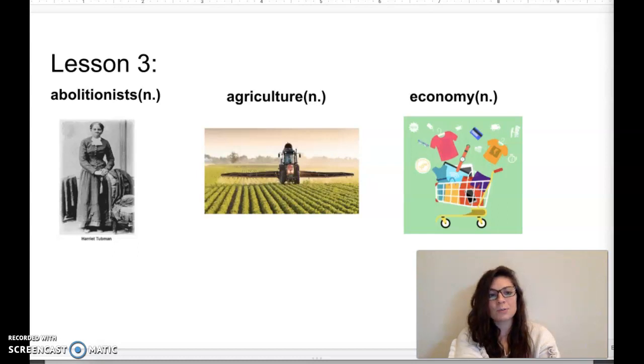Our first vocabulary word for today's story is the word abolitionists. Repeat after me. Abolitionists. Abolitionists are people who work to abolish or to end slavery.